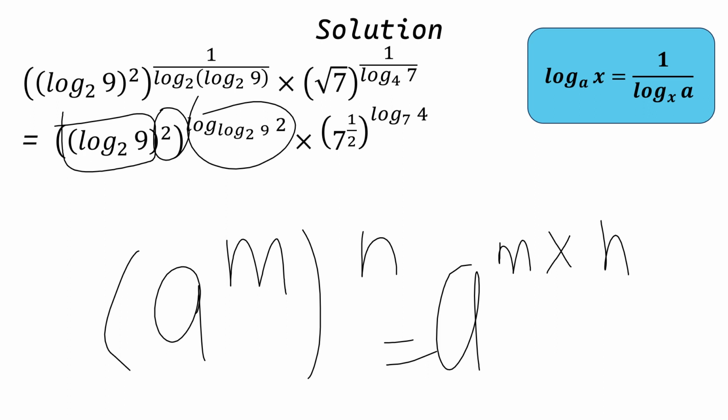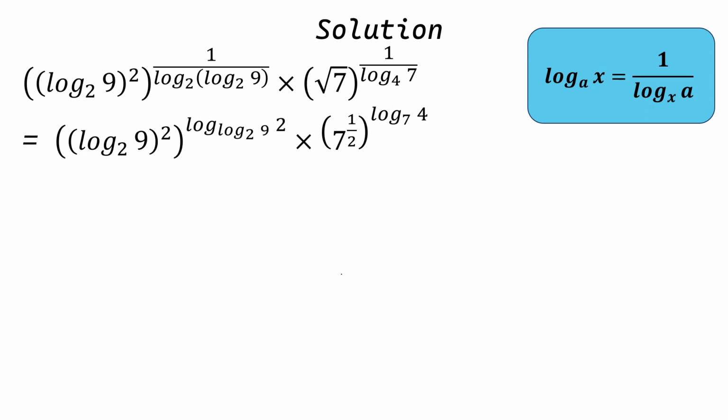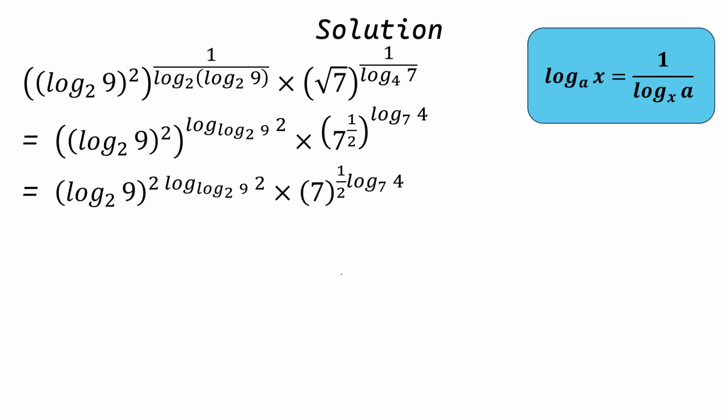And this one too, the 7 to the exponent half, we got it from root 7. We know that root 7 is the same as 7 to the exponent half. From that, we can move on to say that log 9 to the base 2 to the exponent 2 multiplying log 2 to the base log 9 to the base 2 multiplying 7 to the exponent half log 4 to the base 7. Wow. What else can we do here?